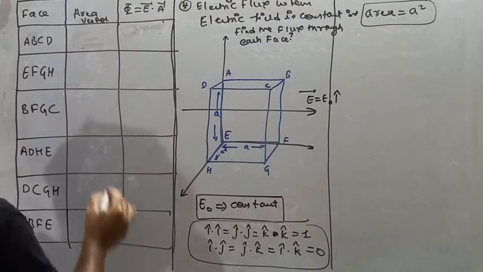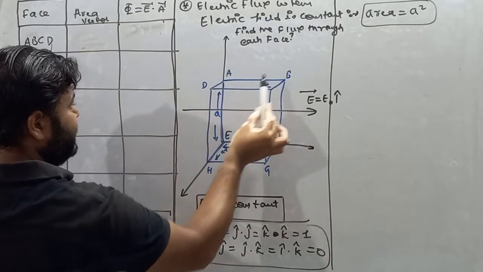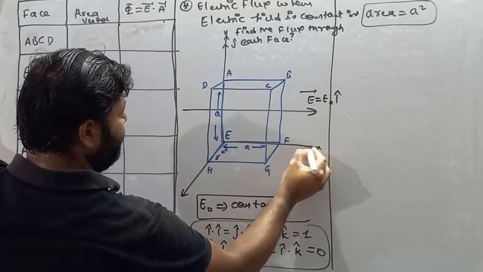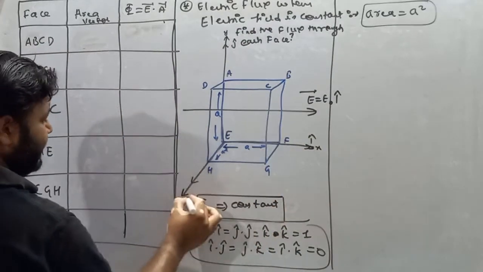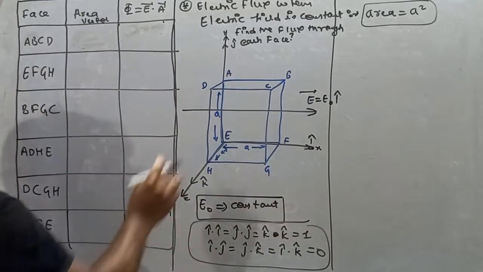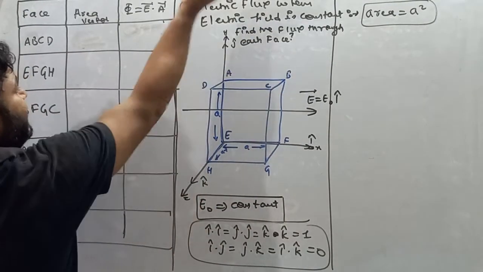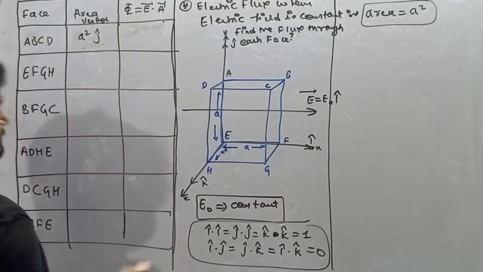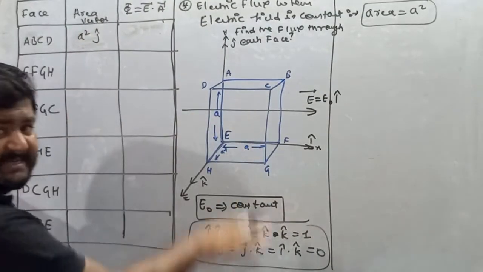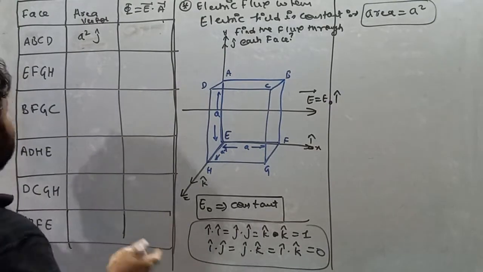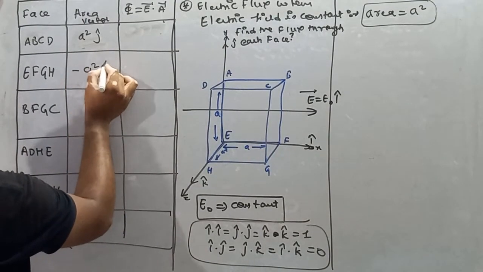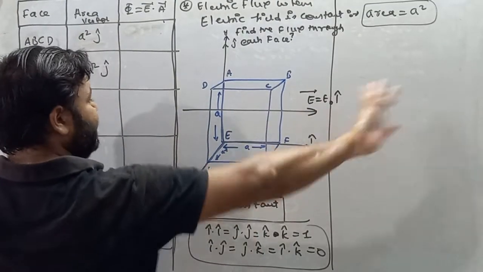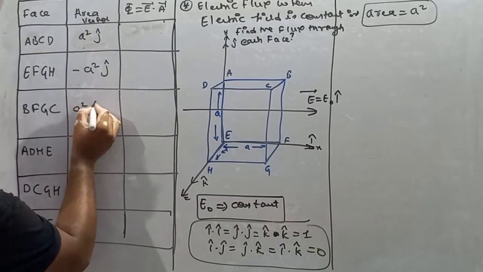Now see, my dear student, along the y-axis the unit vector is j cap, along the x-axis the unit vector is I cap, and along the z-axis the unit vector is k cap. A, B, C, D is directed upward, so I'll write A square j cap. E, F, G, H is in the downward direction. I already explained this to you, so it is A square minus j cap. B, F, G, C is directed along the positive x-axis, so it is A square I cap.